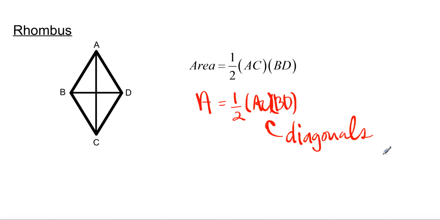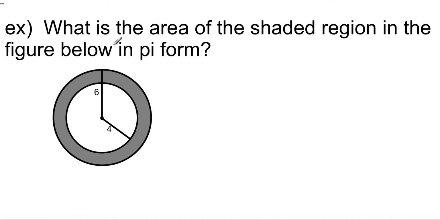All right, no matter what the shape is, though, one of the more common problems you may see is this area of a shaded region. And here we just have two circles. What's the area of the shaded region in the figure below in pi form? Okay, so we're going to have two things going on here. We want our answer in terms of pi, and that just means we're not using the calculator. We're not using 3.14. We're just using the symbol.